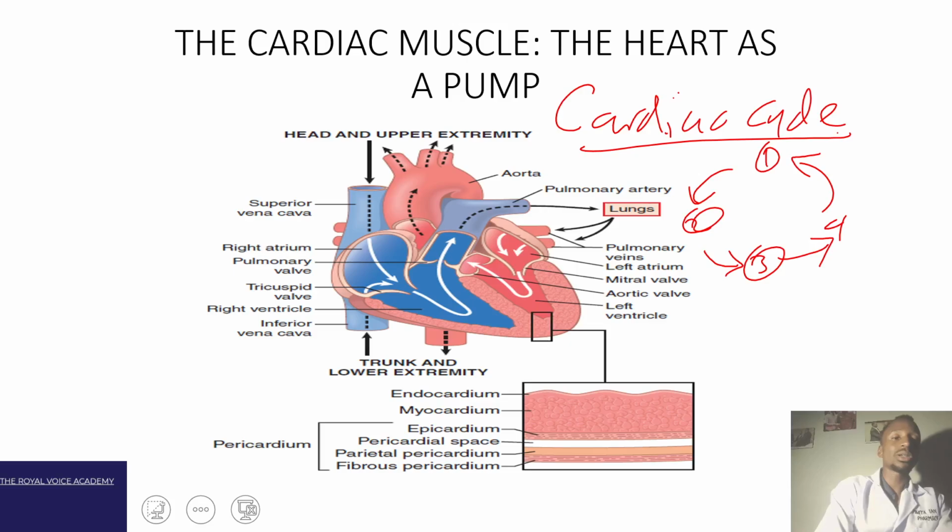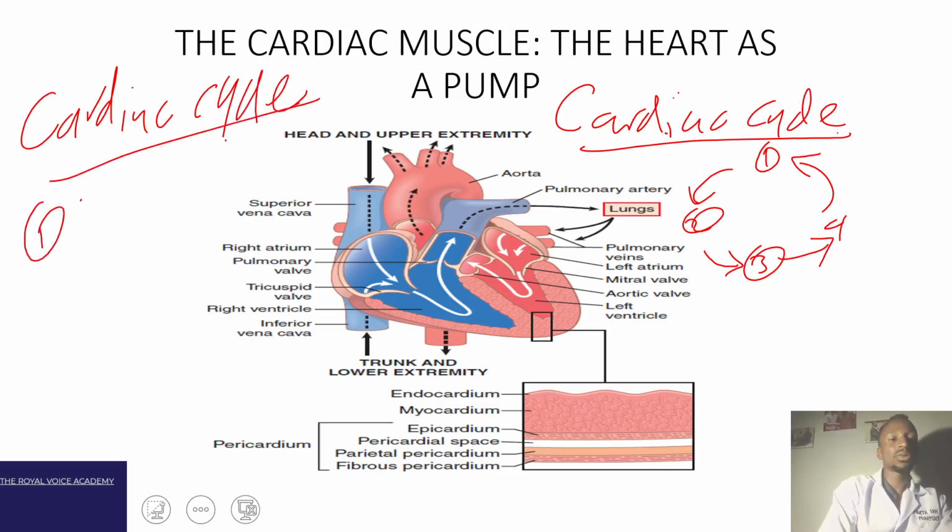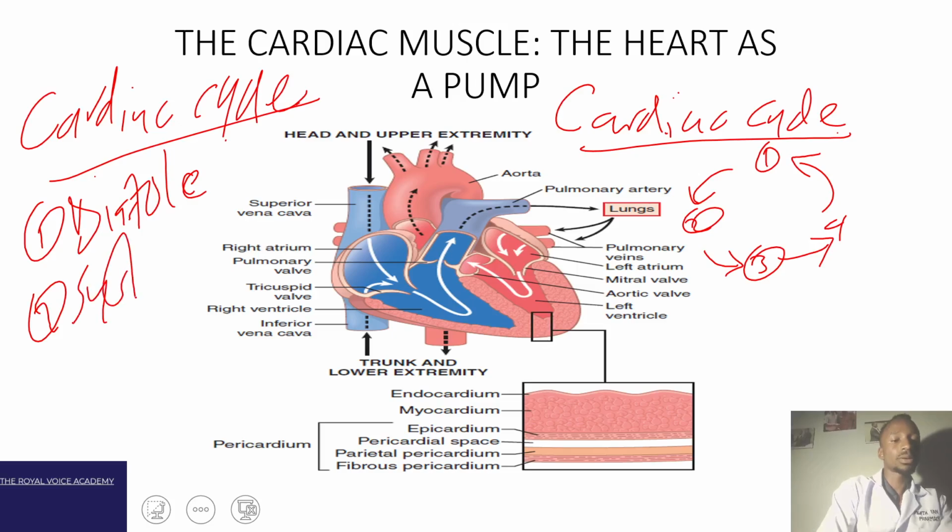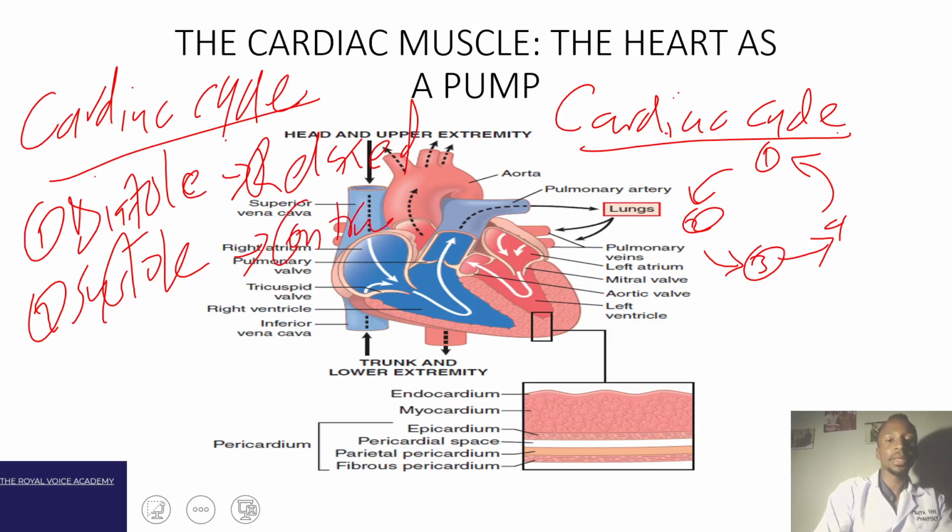So the cardiac cycle can be described in 2 broad terms. One could be diastole, and then two could be systole. Diastole is basically when the heart is relaxed, and then systole is when the heart is contracting. And these 2 can be used in both the atria and in the ventricles.